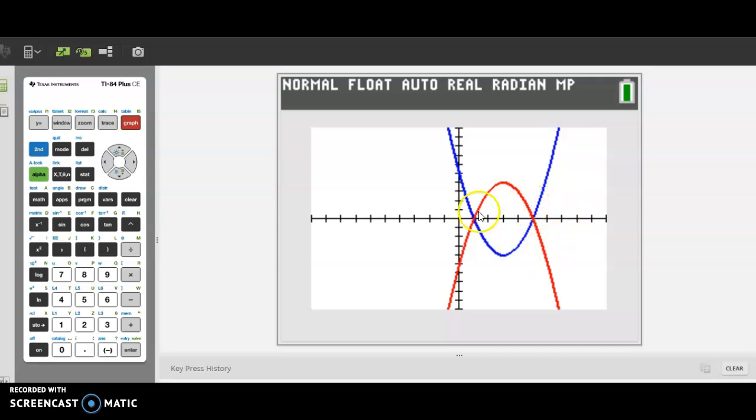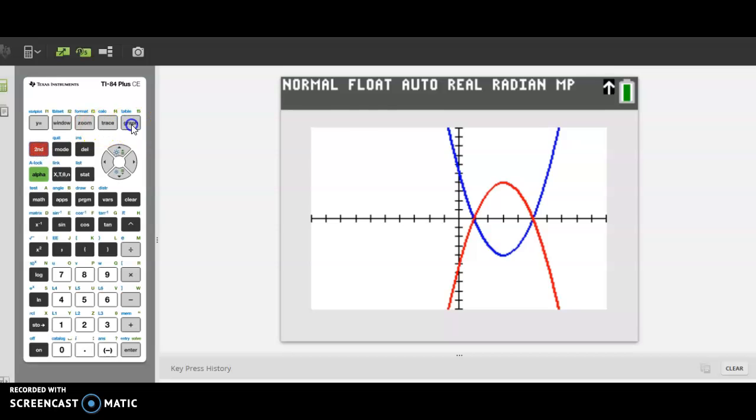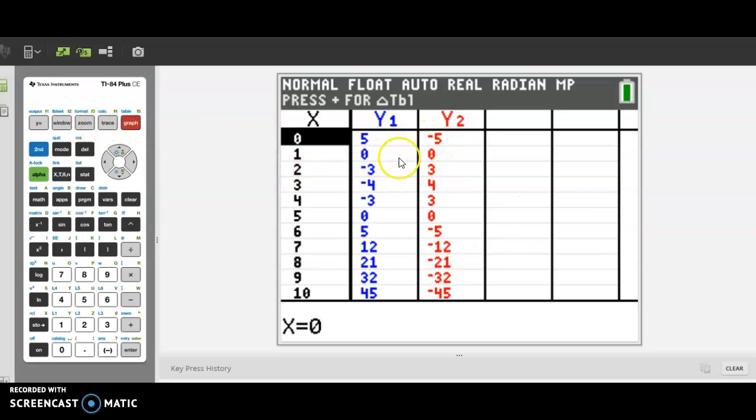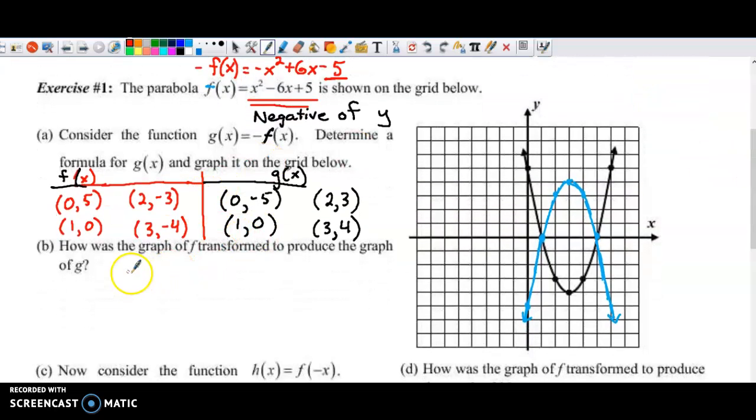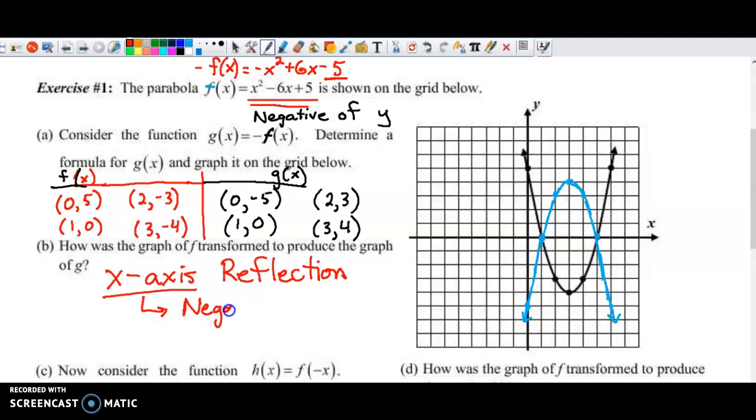We call this an x-axis reflection. If you're curious, I could even look at the table and show that the y values were all the opposite. So that does confirm that we did this correctly. Okay, so I think we're ready. This is an x-axis reflection. So notice it's an x-axis reflection when we negate y.